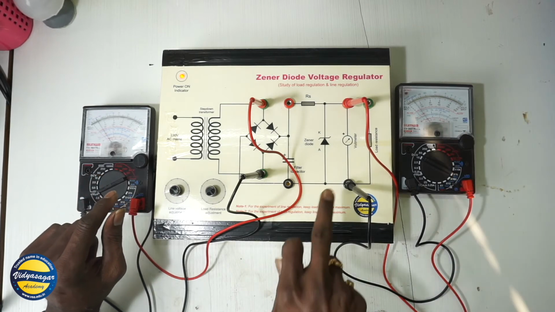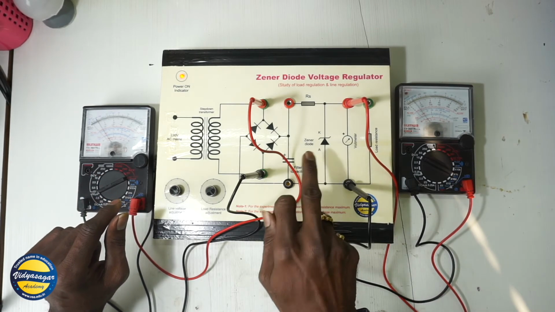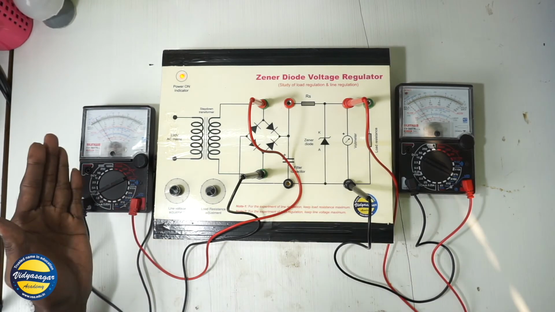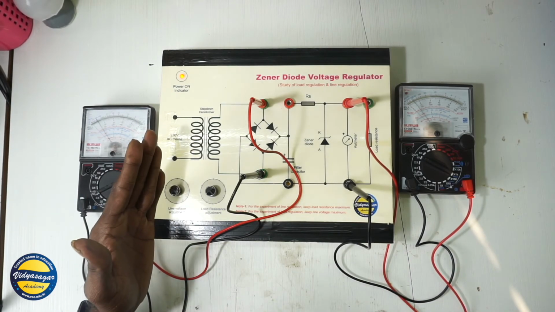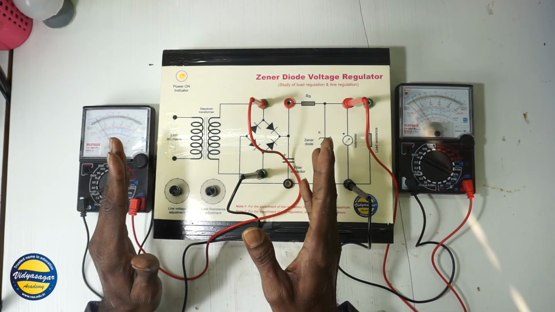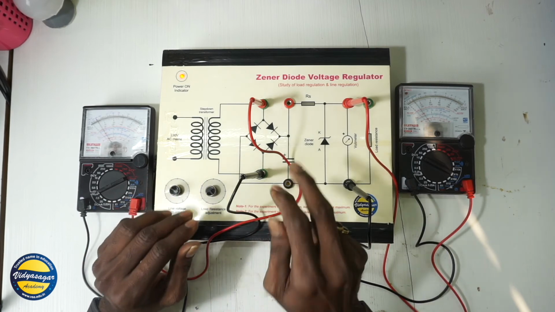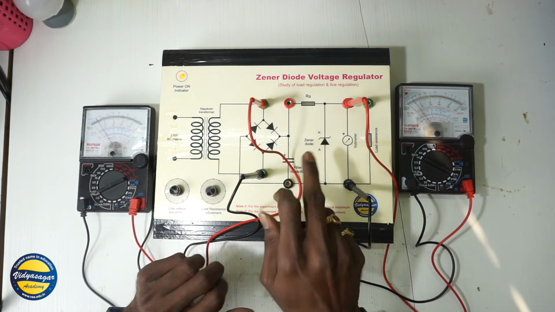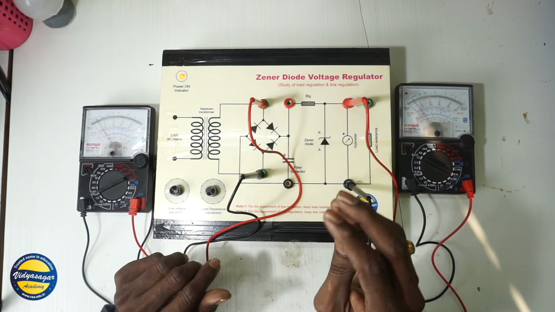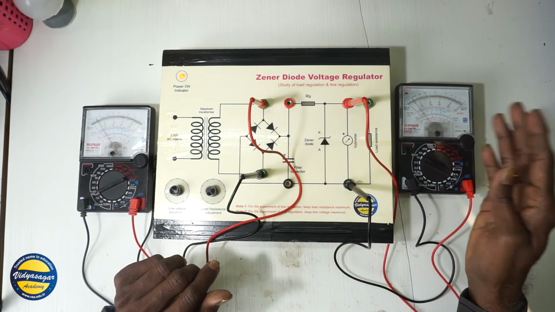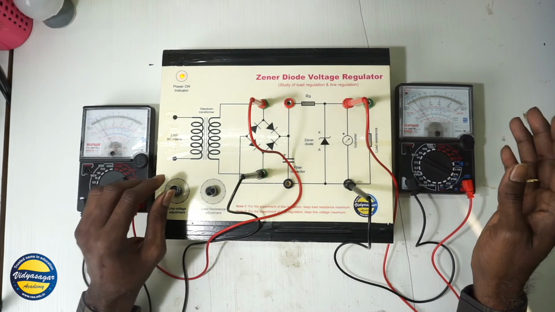Note that this Zener diode is of 5 volt, which means the Zener voltage, the breakdown voltage of this diode, is just 5 volt. So as I go on increasing the AC voltage up to 5 volt, actually nothing will happen, and just after 5 volt the Zener diode will go into breakdown, and therefore the output voltage should remain constant and should not go beyond 5 volt. That we shall see.